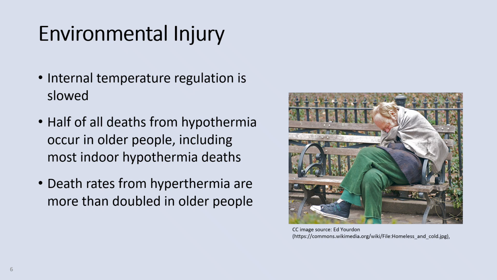Elderly individuals are more susceptible to both hypothermia and hyperthermia. This happens due to age-related endocrine system changes that impair the body's ability to regulate temperature. The body's ability to sense temperature changes is also blunted, leading to a reduced awareness of environmental risks.